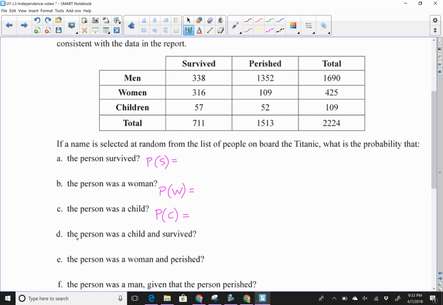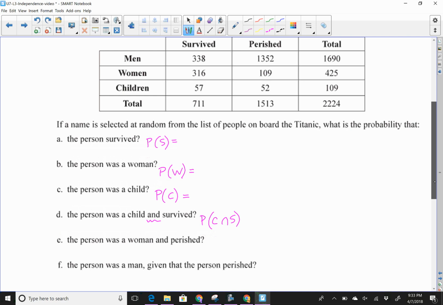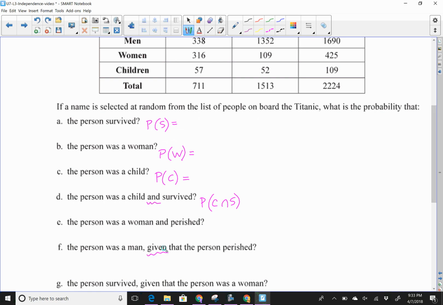But once we get down here, what is the probability that the person was a child and survived? That's the probability of a child and survived. That's different from this one down here because we've talked about how important that keyword is. This one is, given that the person perished, what's the probability that it was a man? Probability that it was a man, given that they perished. When you start working these problems, some of y'all might not do it, but it helps keep your thoughts organized and helps you realize, especially when you're working from these frequency tables, where things are going wrong.